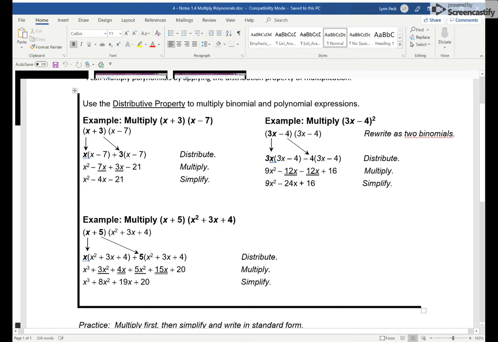All right, so pause the video. You have number 2, number 4, 6, 7, and 9 to do. When you're done with those, unpause the video and check your key.